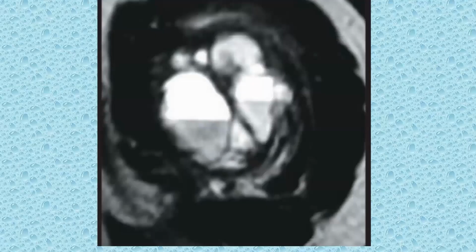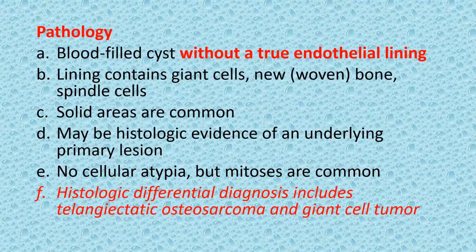These are the fluid levels. Blood-filled cyst without a true endothelial lining. The lining contains giant cells and new woven bone spindle cells. Solid areas are common. There may be histologic evidence of an underlying primary lesion. No cellular atypia, but mitoses are common. Histologic differential diagnosis includes telangiectatic osteosarcoma and giant cell tumor.